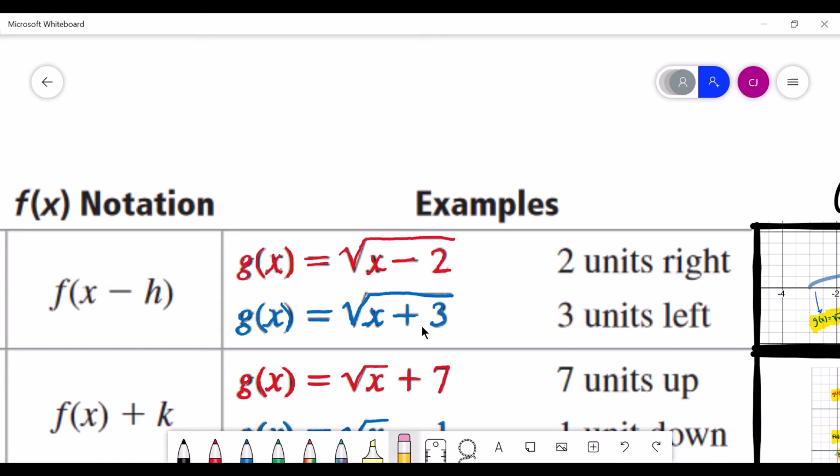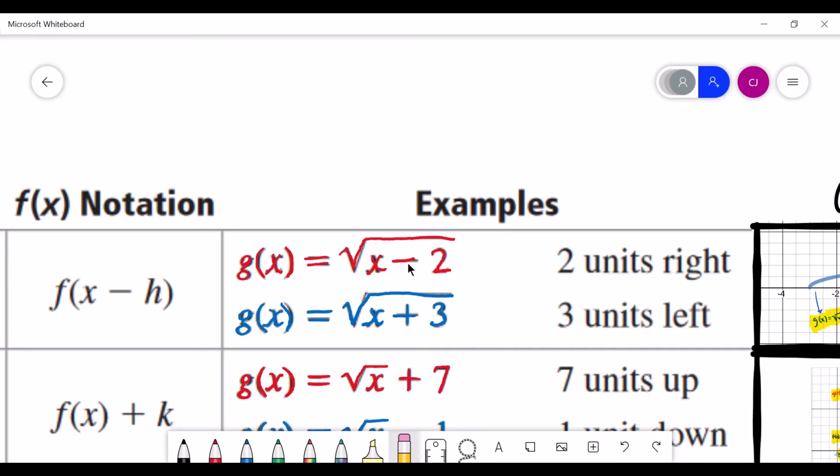The other example that we have is g of x is equal to the square root of x plus 3. So this one, a lot of students get confused because they think that it makes a shift to the right because of the plus 3, but it's not. You want to take the opposite because, again, we're looking at the notation, we're looking at the actual h. So in this case, our true h would be negative 3. Therefore, it's going to be moving 3 units to the left.